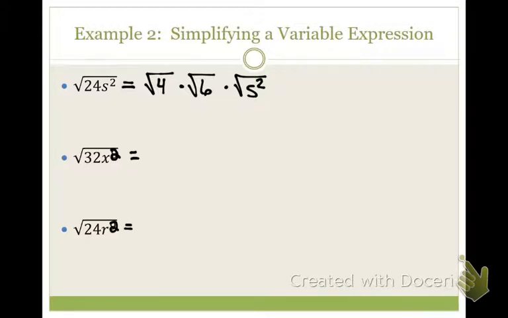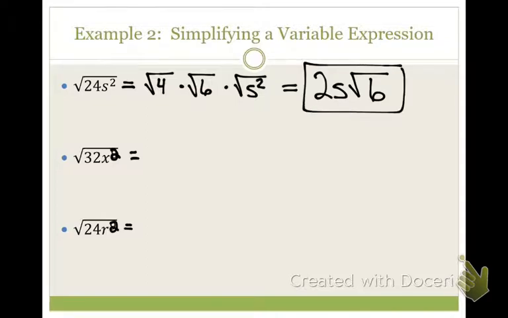All right, so now I broke it down. Well, can I take the square root of 4? What is the square root of 4? 2. And I can also take the square root of s squared. S squared is the same thing as s times s, just like this square root of 4 was 2 times 2. So what is the square root of s squared? S. So 2s to the square root of 6. This meets my criteria because 6 is not a perfect square and it has no perfect square factors. This is the radical expression in simplest form.